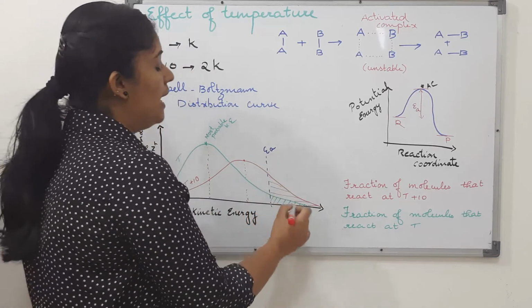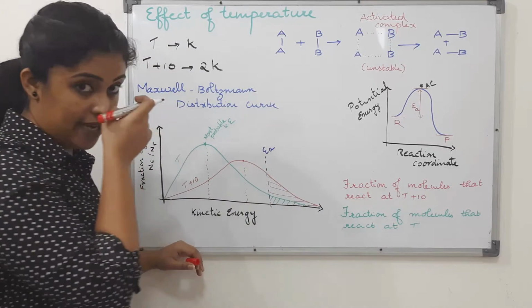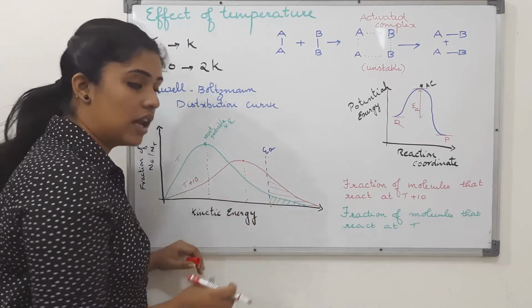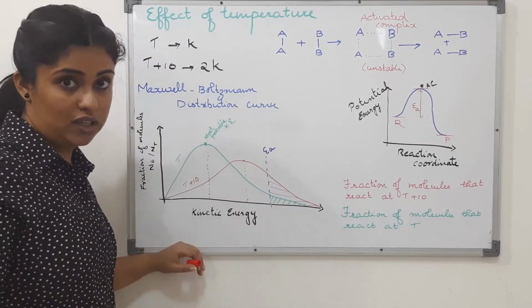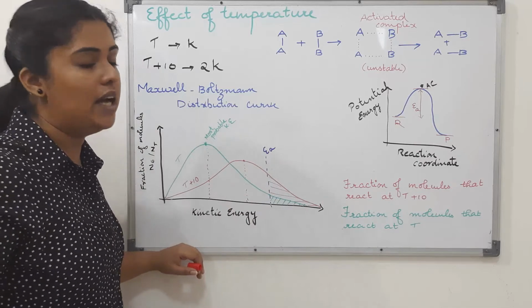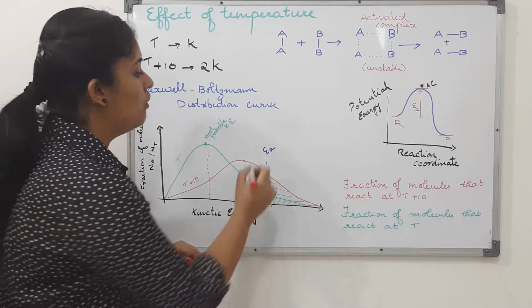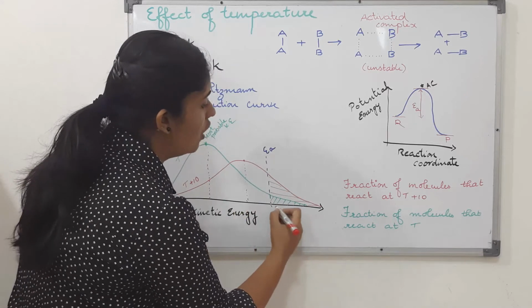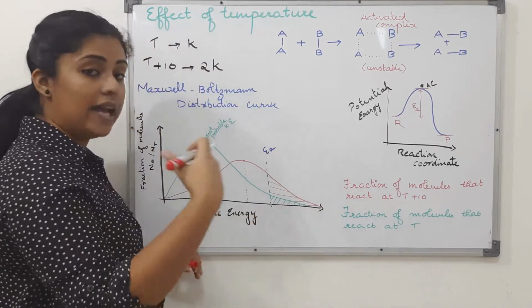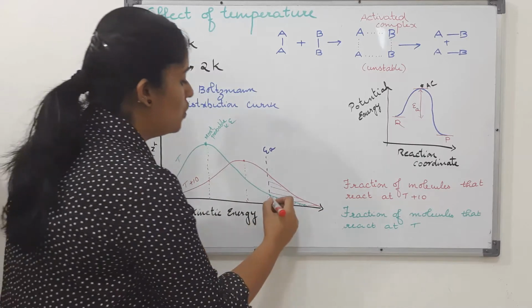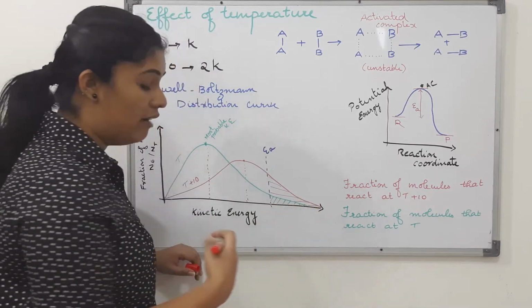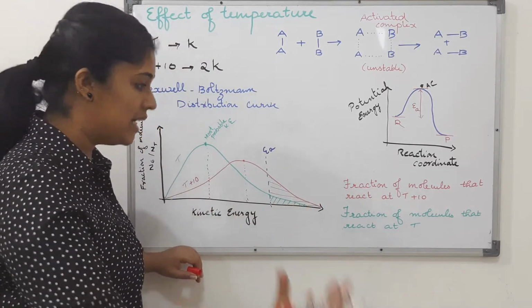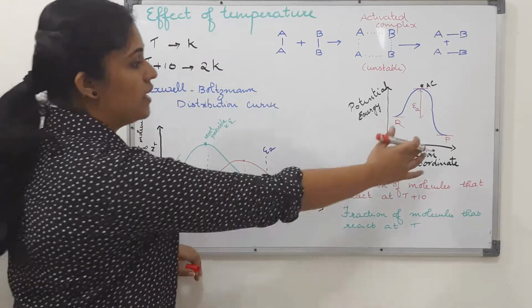Now when you look at the area under the graph, you can see that the area under the graph is the fraction of molecules that are reacting at that particular temperature. Now if this is the activation energy, the area under the graph is all those molecules having energies higher than the activation energy. So this area will be the fraction of molecules that react to form my product P.